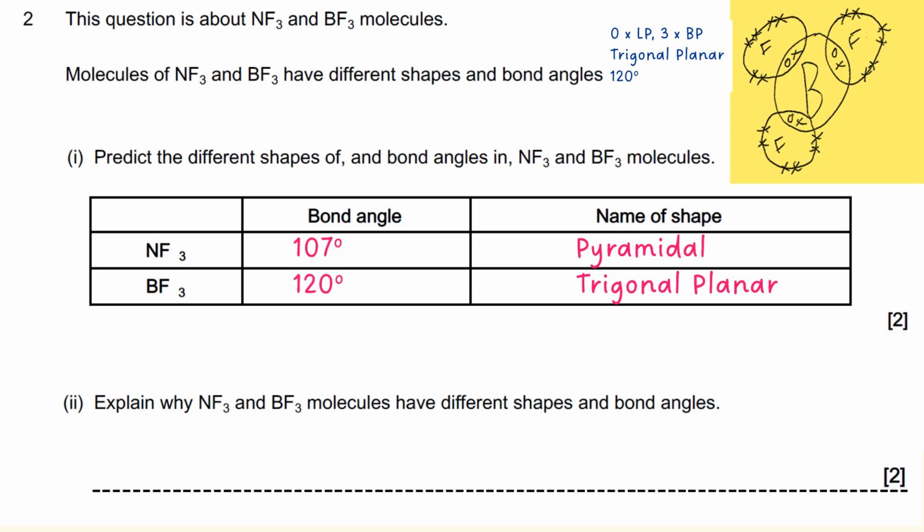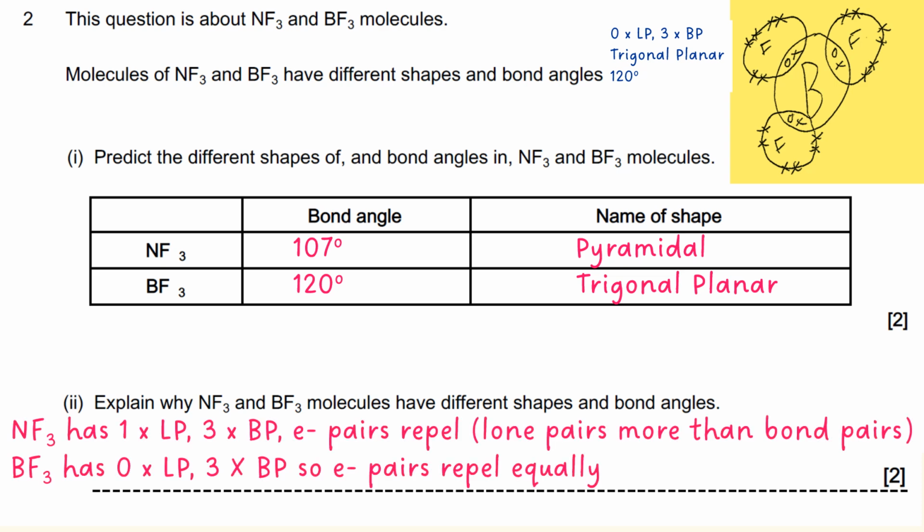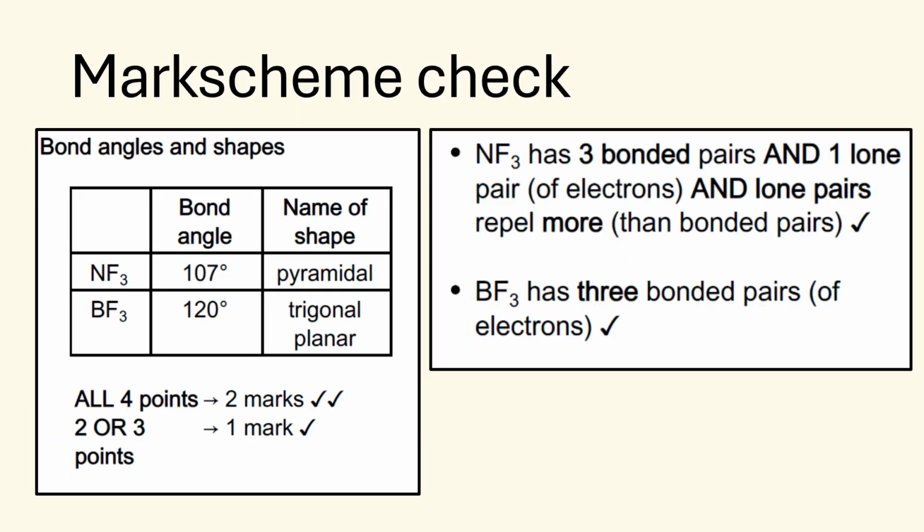Then they want you to explain why they have different shapes. So in your answer space, you talk about the thinking you put into deciding on 107 and deciding on 120. In other words, your 0 lone pairs and 3 bond pairs for BF3, your 1 lone pair and 3 bond pairs for NF3, and then a little bit about electron pair repulsion theory. Checking the mark scheme, that's exactly what they're after.